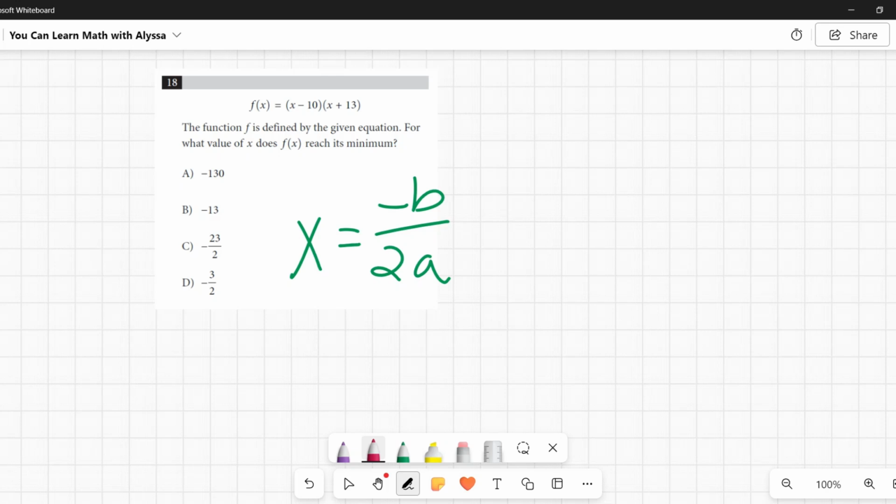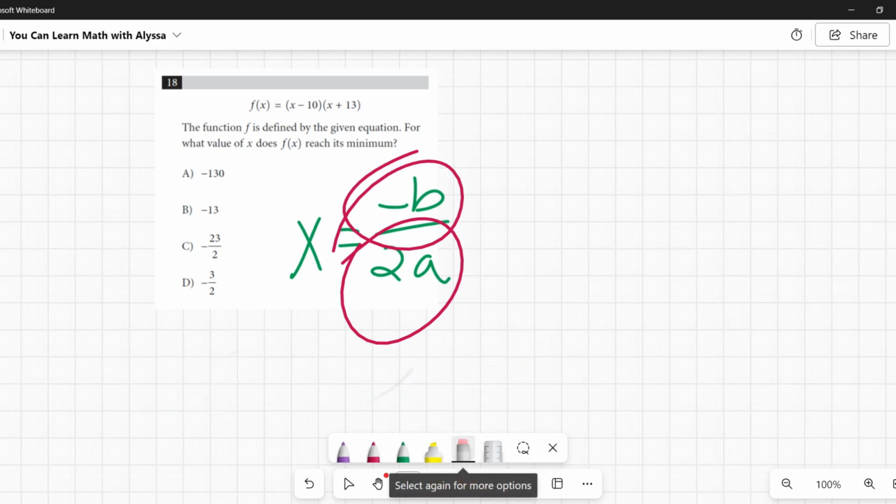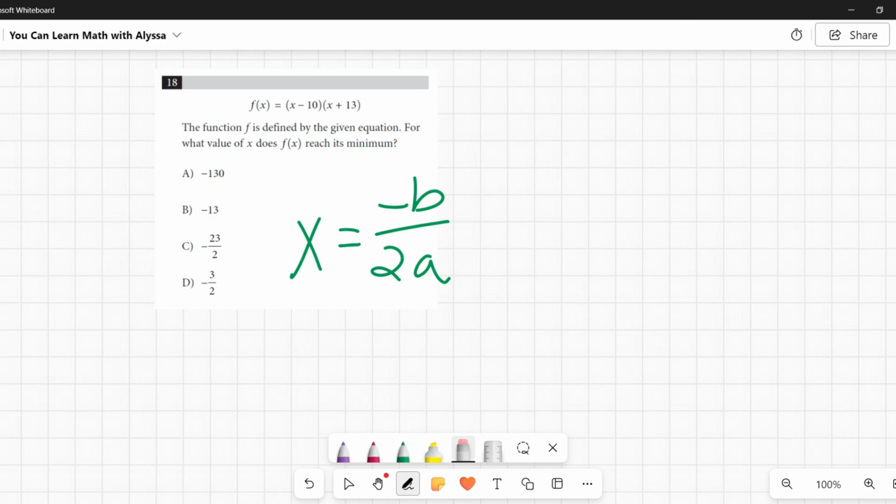So we need the b and we need the a, and we are talking about when we have ax squared plus bx plus c. When we have the quadratic in that form, we're looking for the number next to the a, the number next to the b, put the opposite of the b on top, multiply the a by 2, and there we've got our axis of symmetry and our x value for that vertex.